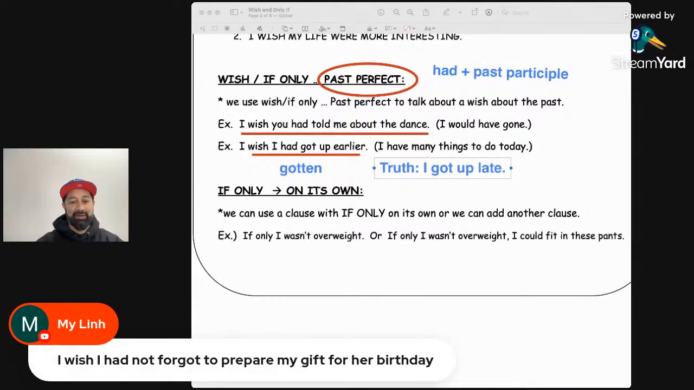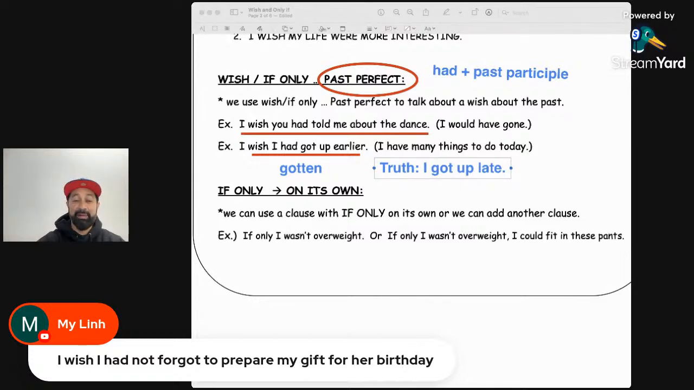Mylin, I wish I had not forgot to prepare my gift for her birthday. Good. I would actually make this a little easier. I wish I hadn't forgotten her gift. Or I wish I hadn't forgot her birthday gift. I wish I hadn't forgotten her birthday gift. Perfect, though. Very good.